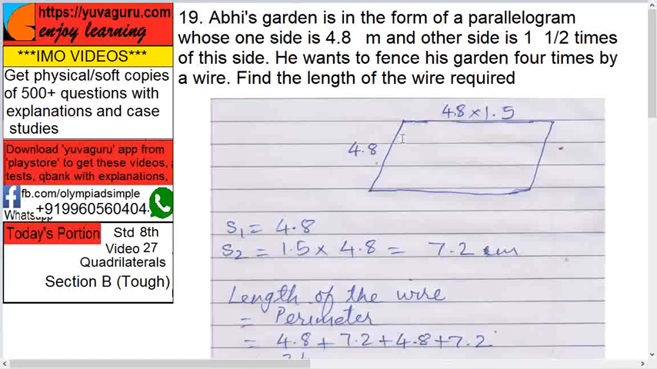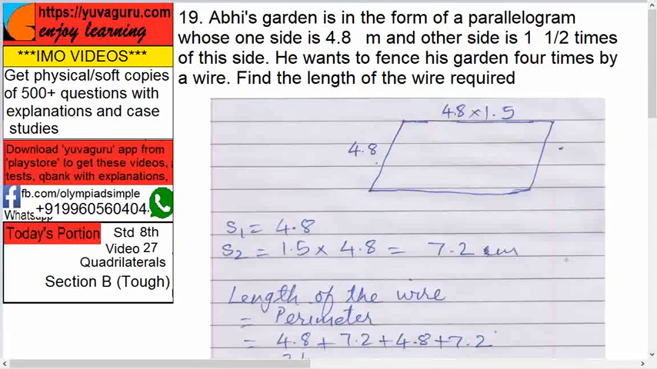See this, the garden is a parallelogram. One side is 4.8, the other is 1.5 times. So it's very easy. Find the perimeter first. S1 equals 4.8. S2 equals 4.8 into 1.5. So 7.2. So this side is 4.8, this side is 7.2.